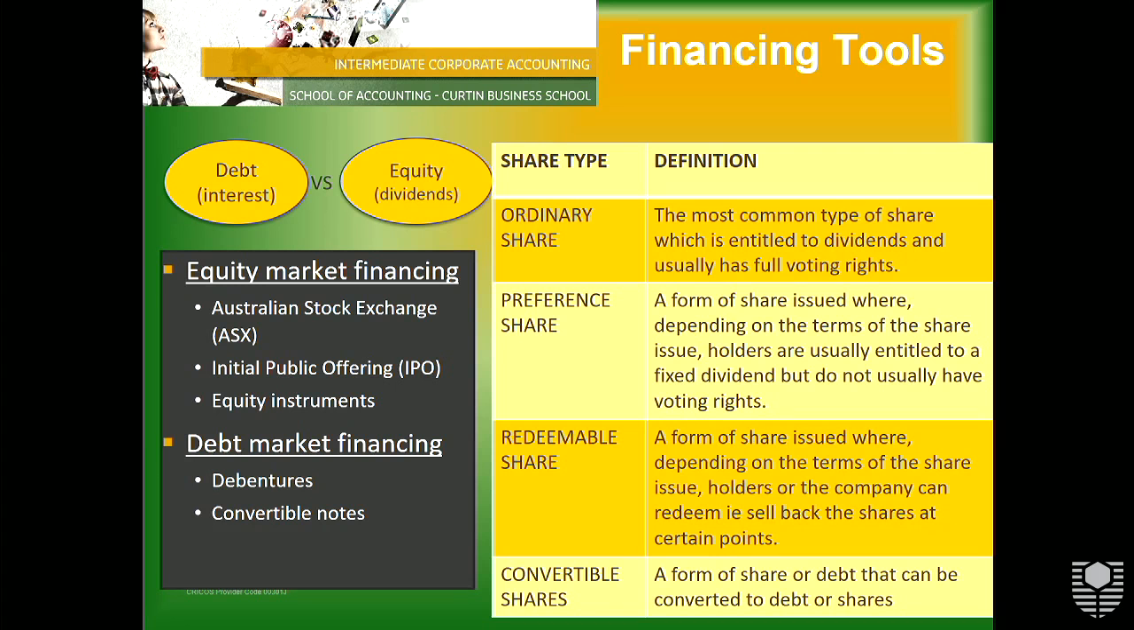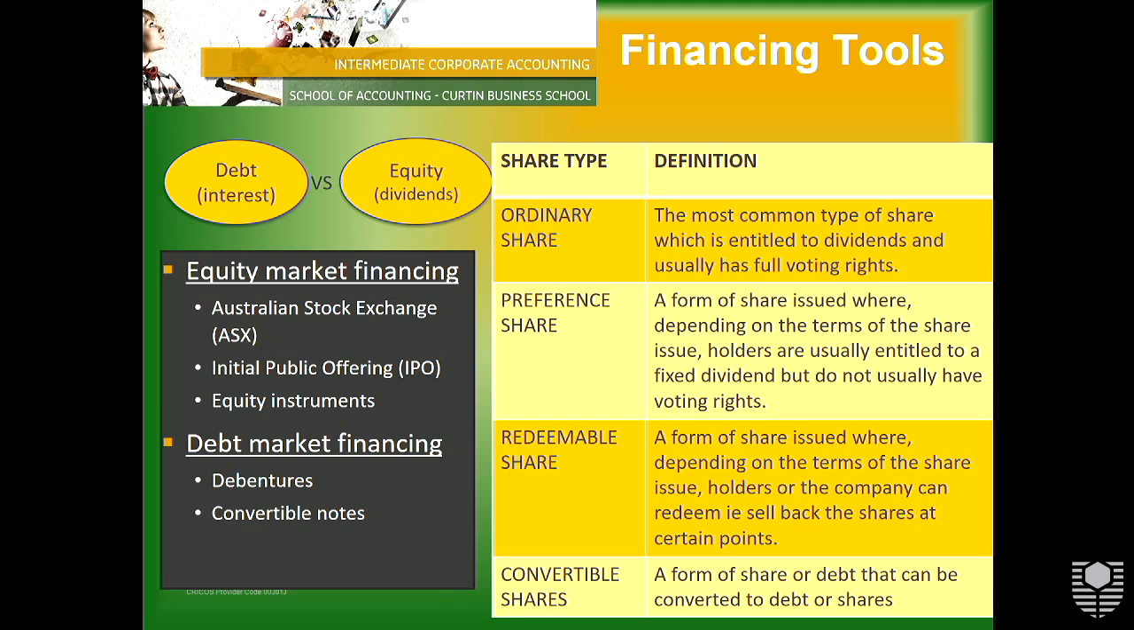Convertible shares, so you can convert shares from preference shares to ordinary shares or vice versa, but you can only do it if it's been set up that way from the beginning when you set up your company. Right, you can't just go and make up the rules as you go along. You have to set it up.